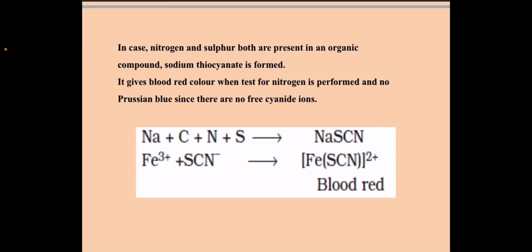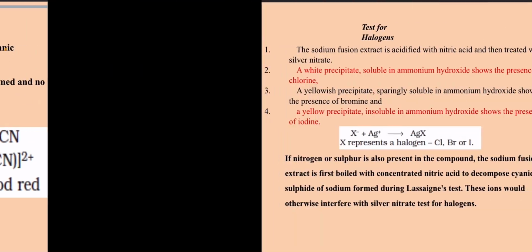In case nitrogen and sulfur are both present in an organic compound, then sodium thiocyanate is formed. It gives blood red color when the test for nitrogen is performed, and no Prussian blue color, as it is free of cyanide. So blood red color formation indicates the presence of both nitrogen and sulfur in the organic compound.